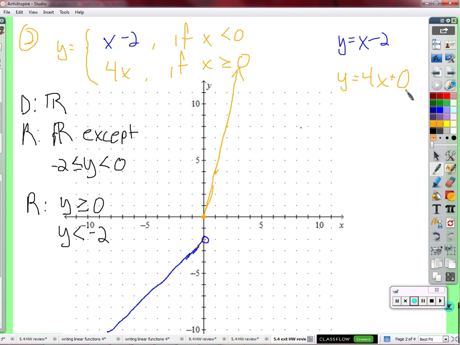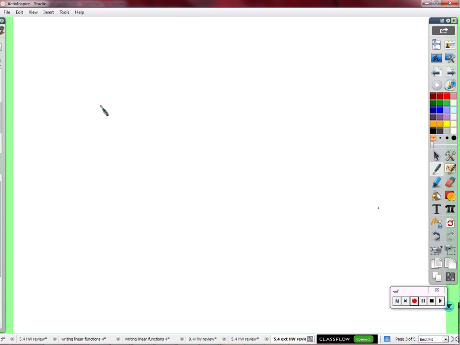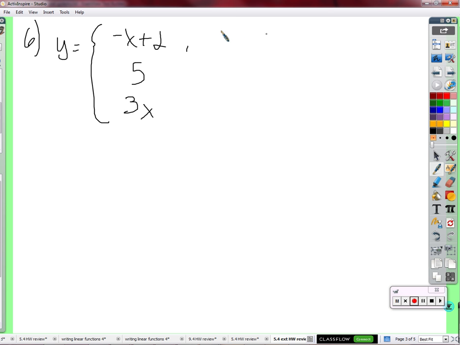Okay. Number 6 has 3 functions. Y is equal to 3 different functions. I think it's x plus 2. The other function is 5. Last function is 3x. We're going to graph negative x plus 2 if x is less than or equal to negative 2.